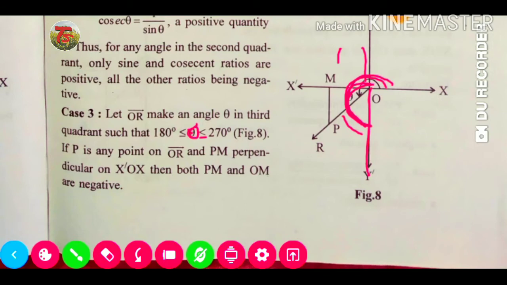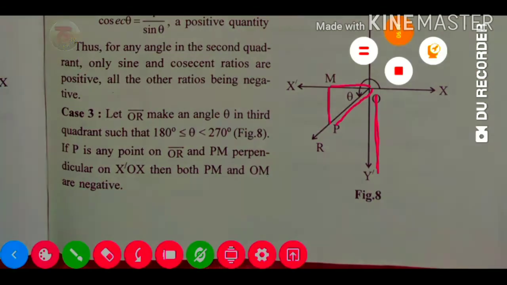If P is any point on OR and PM is the perpendicular, here you see PM is negative because it is in the OY dash direction, and OM is also negative. Both are negative, only OP is positive. OP will always be positive. See this, next page.